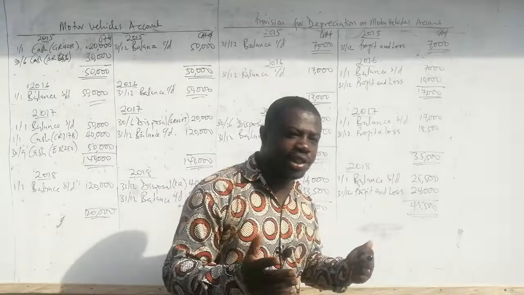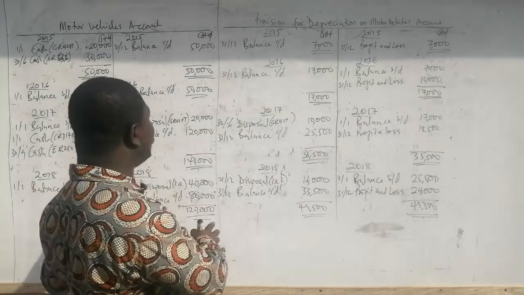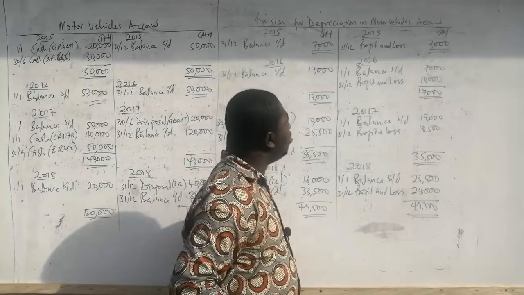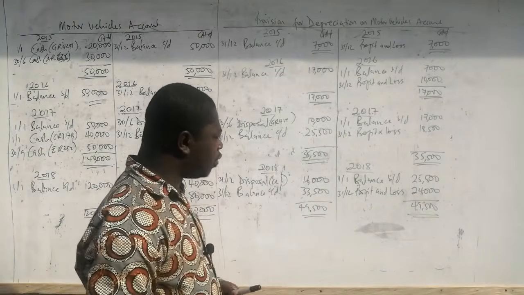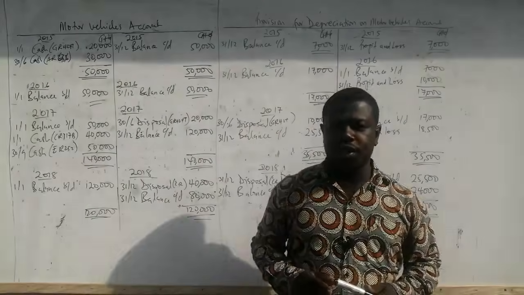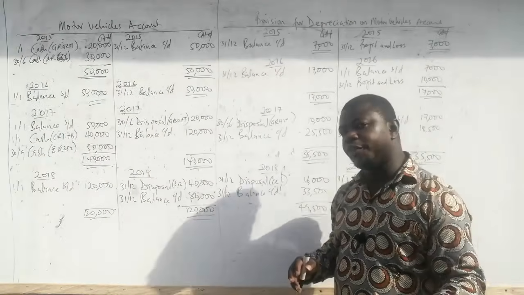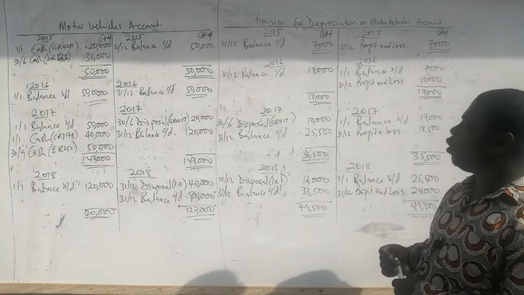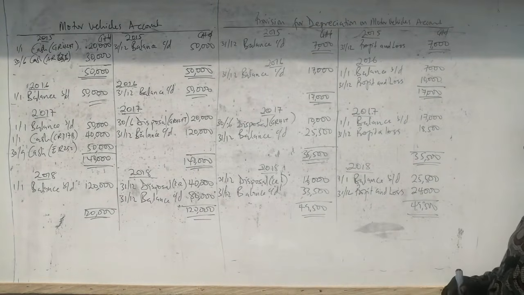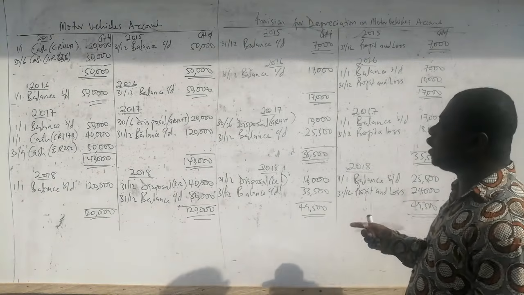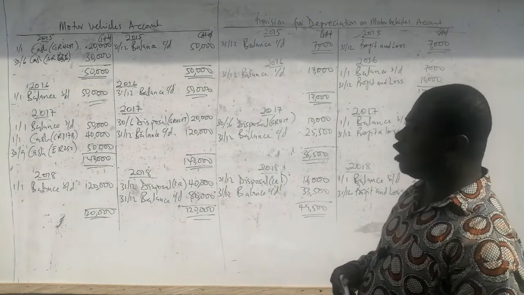I'm sure it's very simple for you now, preparing your motor vehicles or asset account and preparing your provision for depreciation on the motor vehicle account. Now we are left with one very important before we talk about the extracts. We are left with the disposal account, which I'm going to clean off this because of space, and then after cleaning that off, we'll prepare the disposal account.